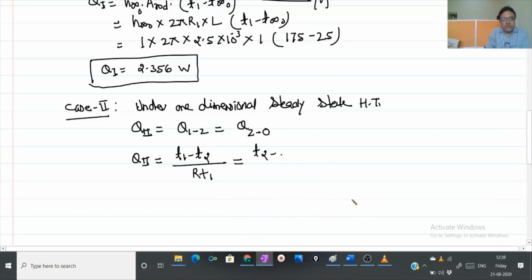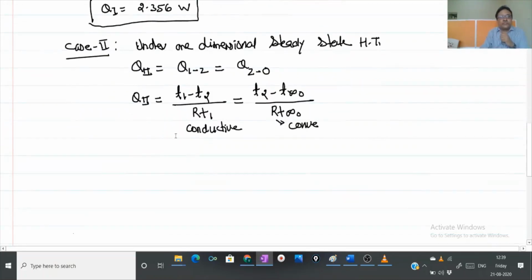Q2 will be T2 minus T infinity O divided by convective thermal resistance. So RT1 will be conductive thermal resistance, and this will be convective thermal resistance. Now my sole aim is to calculate Q2. So I can calculate the rate of heat transfer Q2 using either equation 1 or 2.